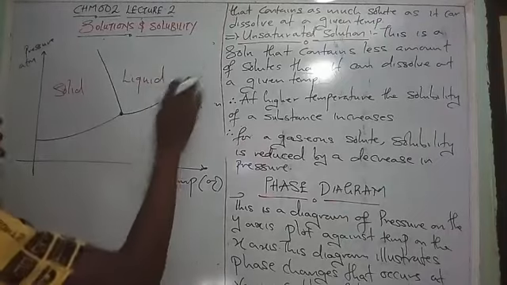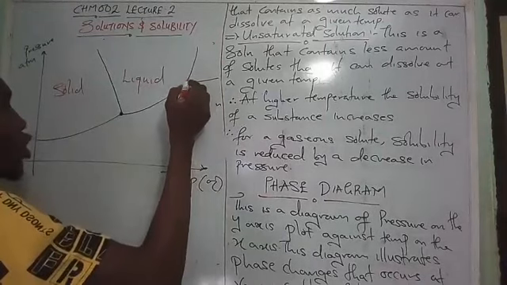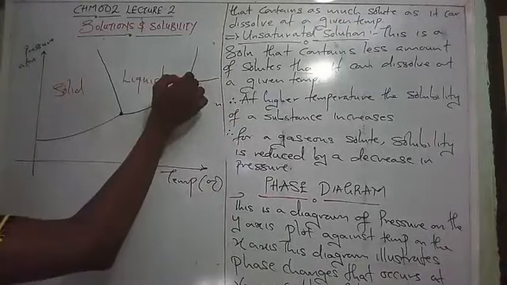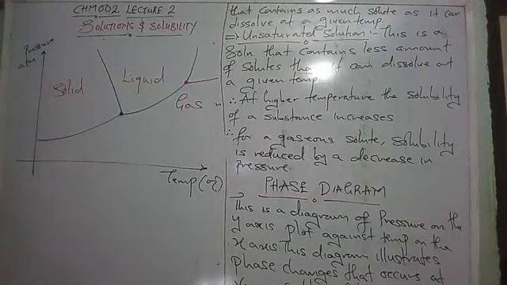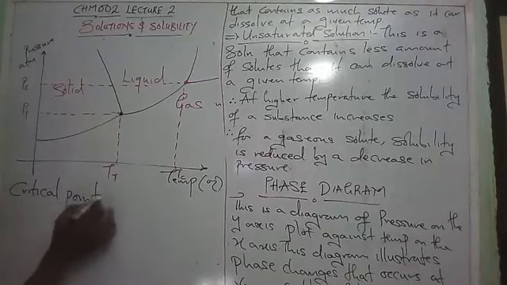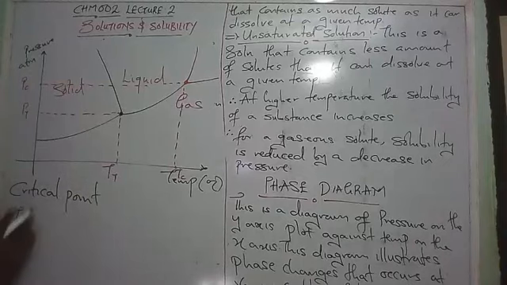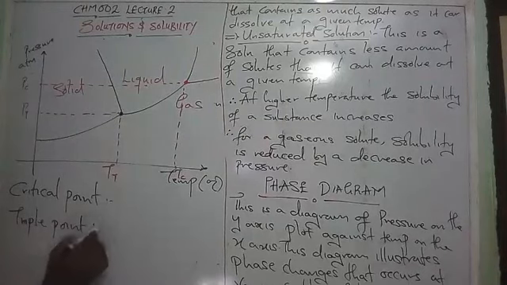Now, we know that from this gas phase here, we have another boundary. Your critical point is that point, or the end point, which is the gas boundary. That's point two. Your critical point and your triple point have their values.